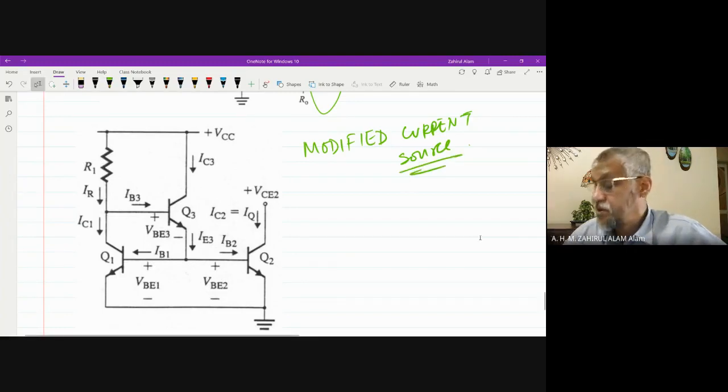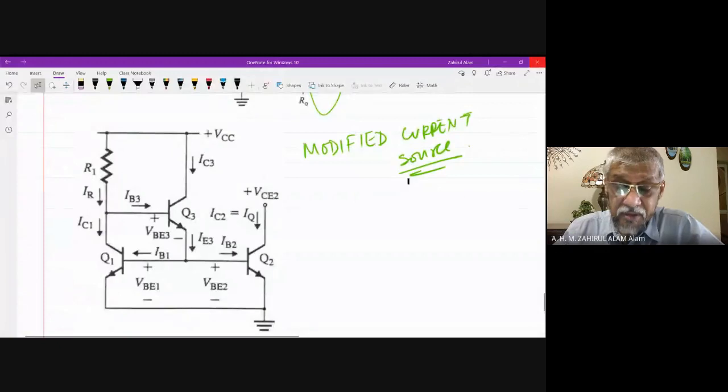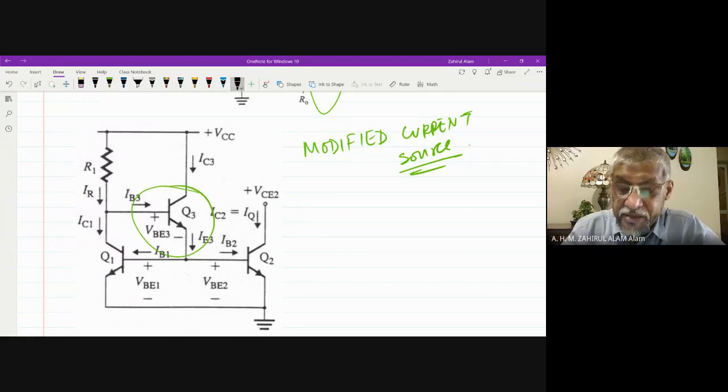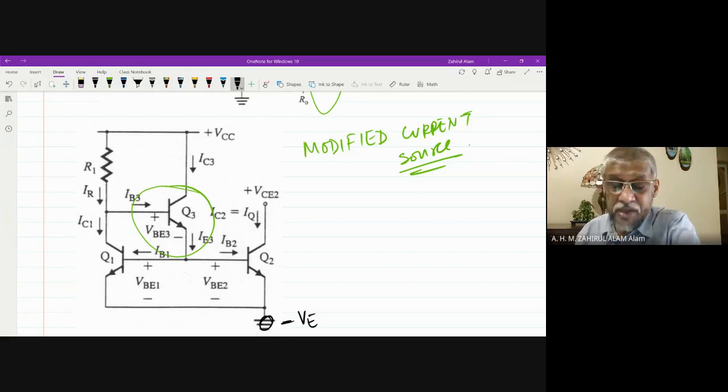So what is the modification we have seen here? What is the modification we have seen? So previously base and emitter were connected. Now in between there is another transistor. So then we can make it general. So minus VE. So again, you need to design this current source. So how to design?